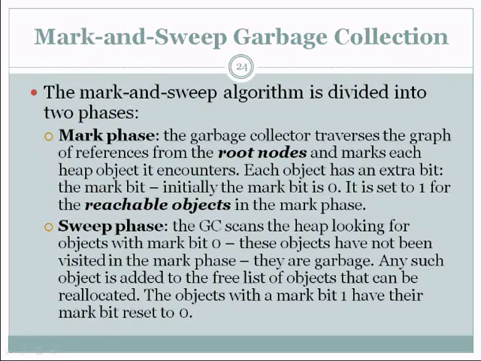The garbage collector scans the heap looking for objects with mark bit 0. These objects have not been visited in the mark phase. They are garbage. Any such object is added to the free list of objects that can be reallocated. The objects with mark bit 1 have their mark bit reset to 0.